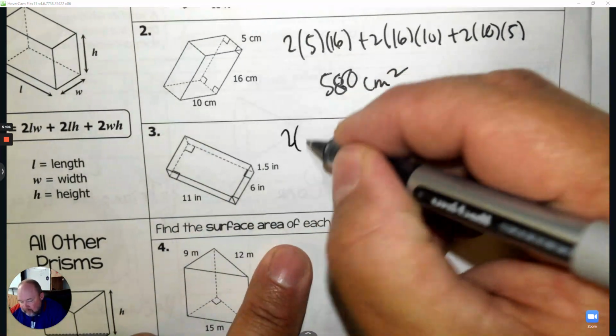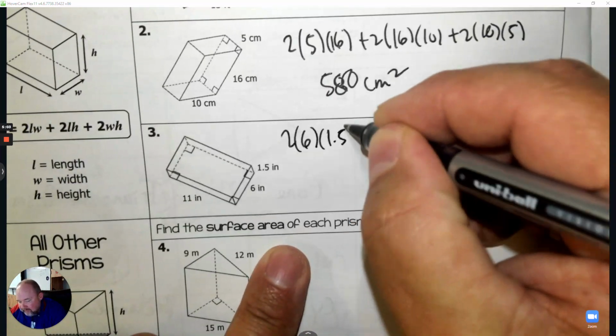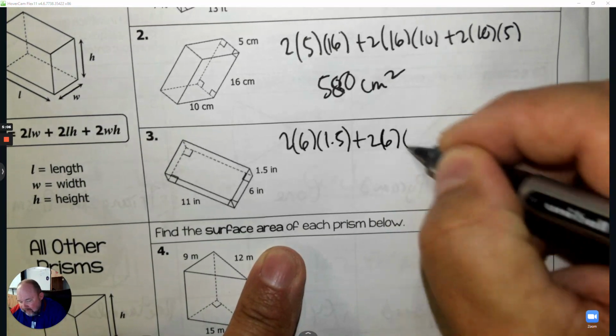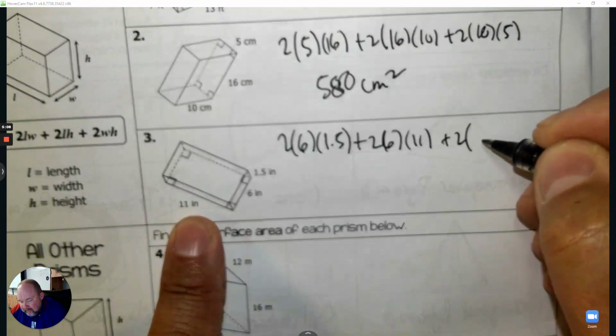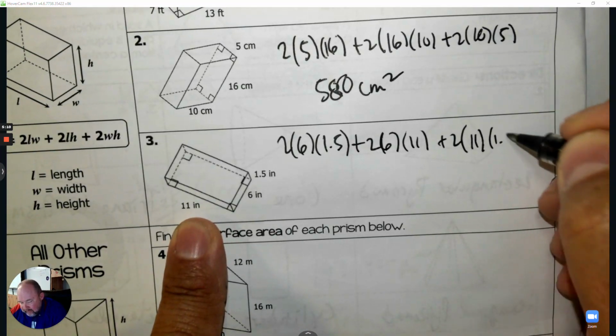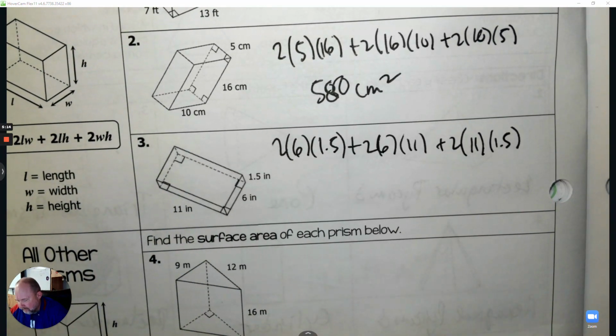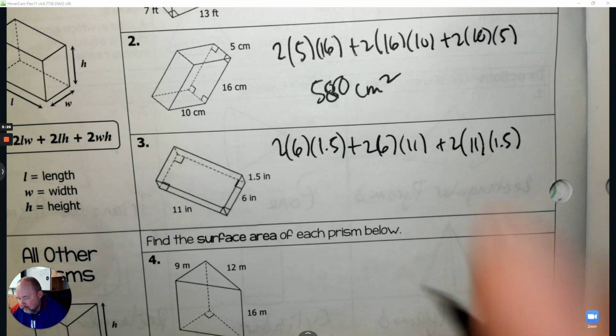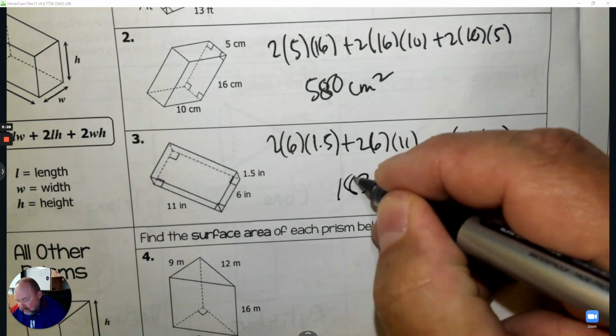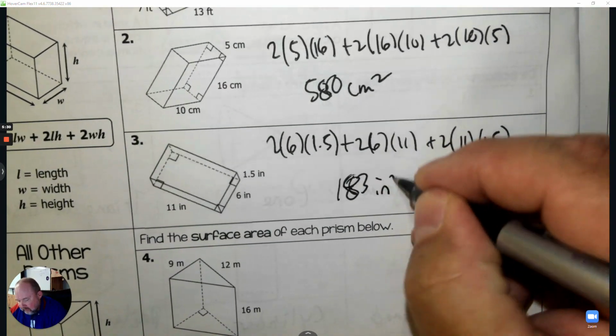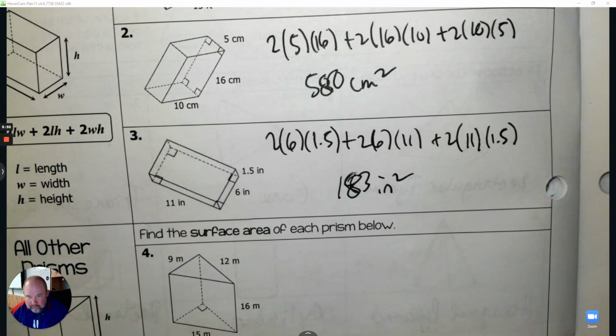Again, a prism. So we're going to go 2 times 6 and 1.5. Order doesn't matter. 2 and 6 and 11. And then 2 and 11 and 1.5. And again, the order doesn't matter. So I'm just going to multiply it out. And that's 183. And that's inches squared. All right, that's a prism.